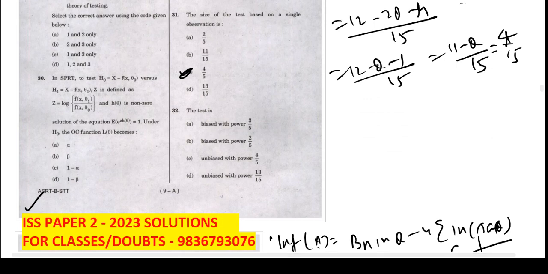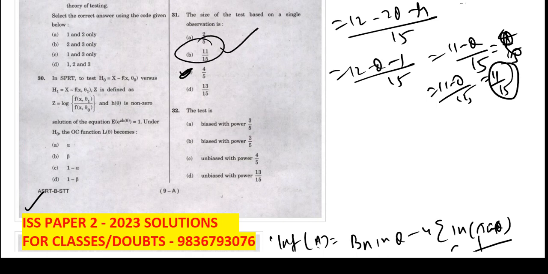Just have a look at the theta value. Theta is greater than or equal to 0. Okay. So this is 0. So in this case, 11 minus 0 by 15. My mistake. So 11 by 15. Okay. So that's B. 32.